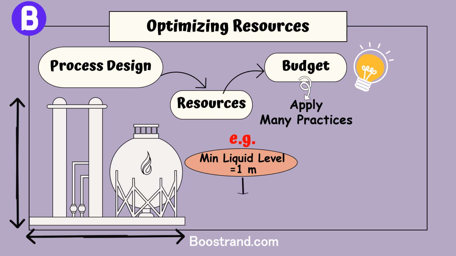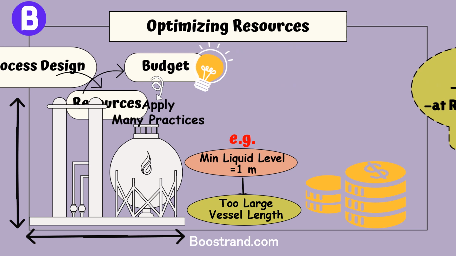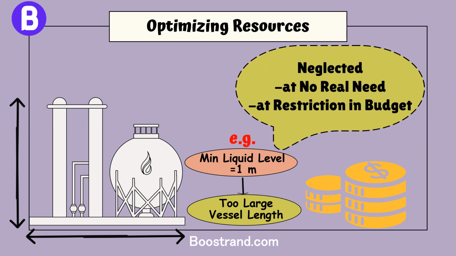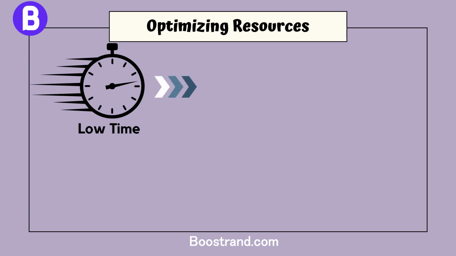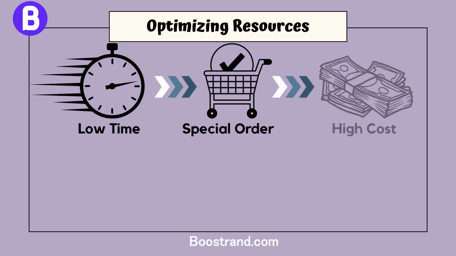This would lead to a larger size, which means a higher cost. However, if there is no real need for this requirement and there is a restriction in the budget, then this requirement may be neglected. When we talk about time, this can also be an important constraint. If we need the project to be executed as soon as possible, this may lead to special orders, which means a higher cost in order to achieve the required project completion dates.